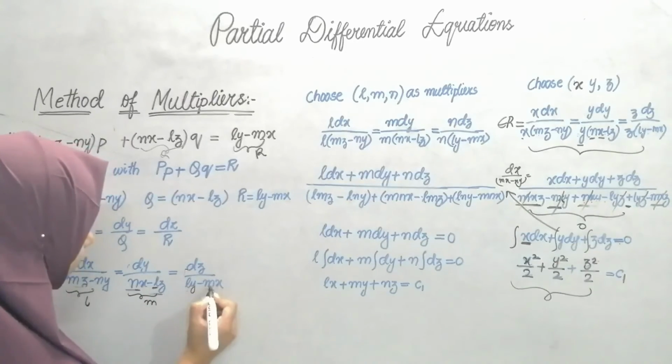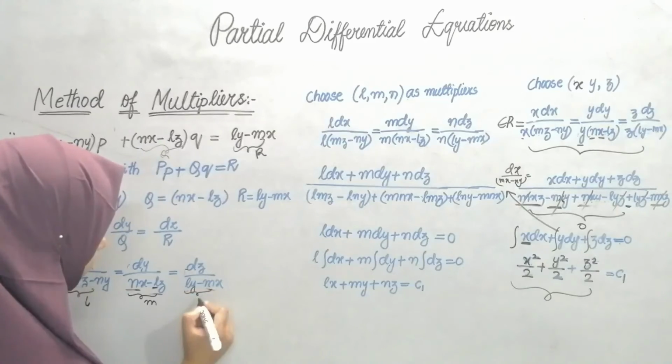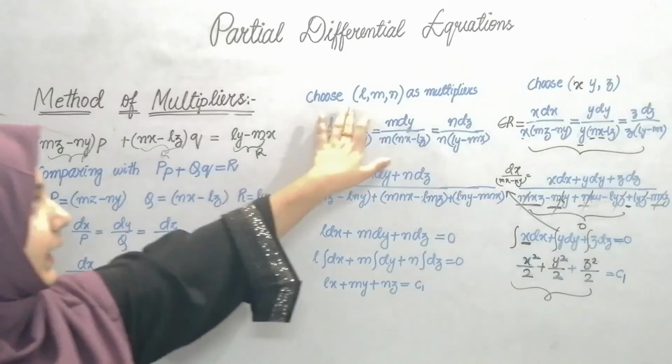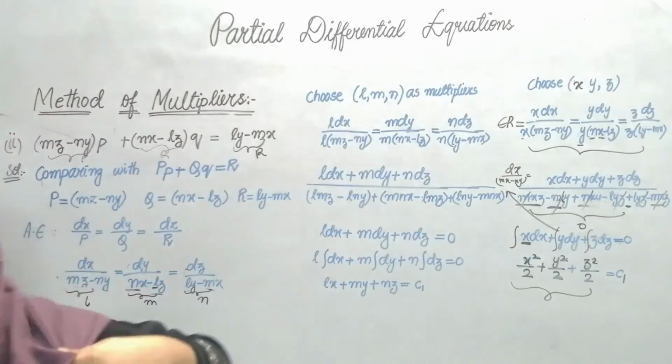Here if you see, I've got l, I got m, but I don't have what? N, right? So I'll be multiplying this entire term with n. Okay. So that's what I wrote here. L, m, n as multipliers. Choose L, m, n as multipliers.